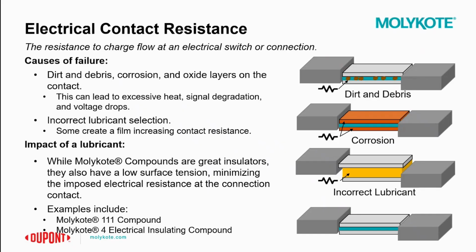So by establishing that, it's important to address the factors that can increase contact resistance. As shown in the figures on the right, factors such as dirt and debris, corrosion, and lubricants with a significant film thickness can all increase contact resistance. These can all lead to excessive heat, signal degradation, and voltage drops within a system. That's why it's important to use a product like MOLYKOTE 111 or 4 compound to minimize this contact resistance.